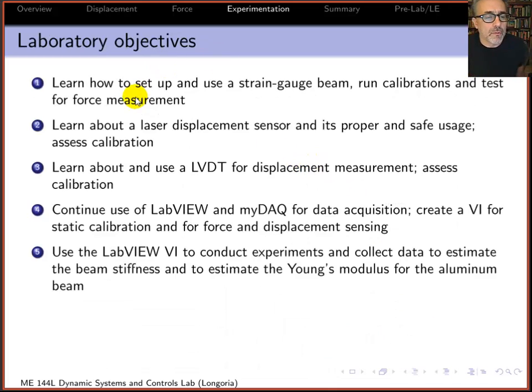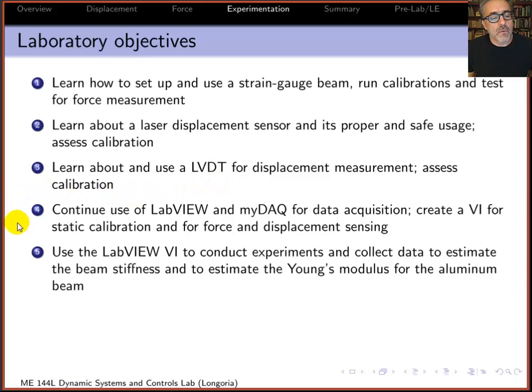So again, what you're going to do in the lab is learn how to set up and use the strain gauge beam, run some calibrations, and test for force measurement. We're going to learn about using this laser displacement sensor, its proper and safe usage, and then, time permitting, the TA may give you a quick demo with the LVDT, but given the time constraints that we have, we may not use the LVDT.